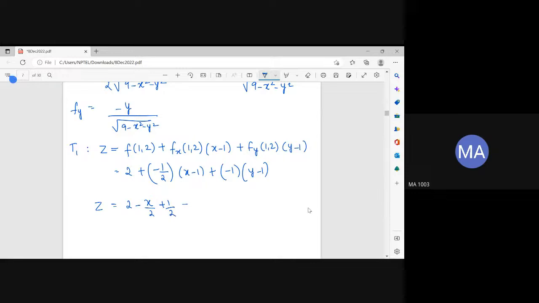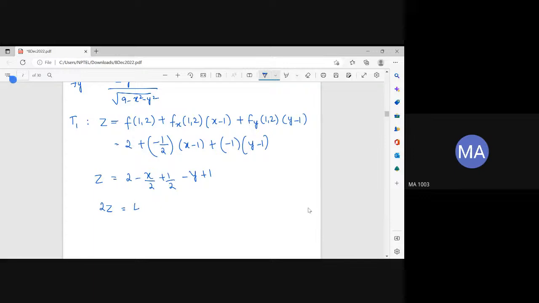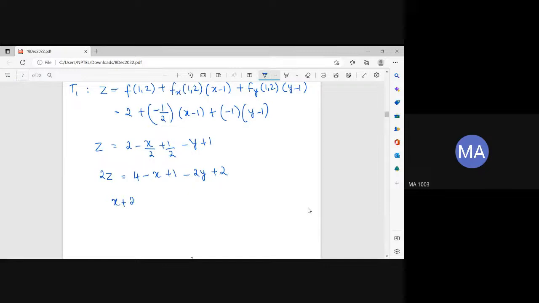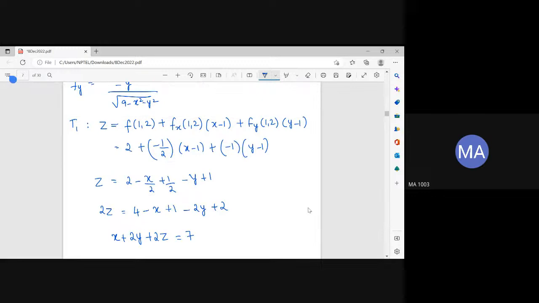So let's multiply throughout by 2. I'll get 2z is equal to 4 minus x plus 1 minus 2y plus 2. So that's x plus 2y plus 2z is equal to 4 plus 2, 6 plus 1, 7. That's wrong. I think it should be 9. I remember it as 9.